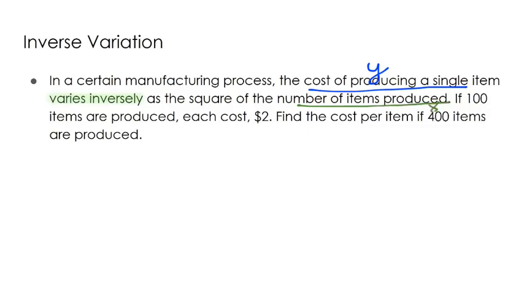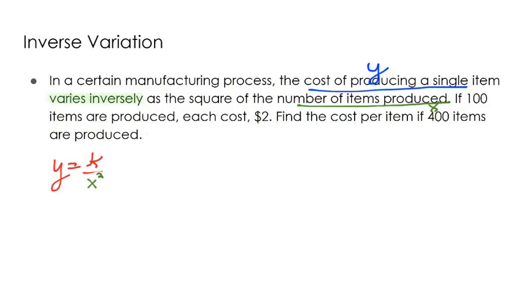In this situation, we know it's going to take the form of y equals k over x, but we have to be careful here because it says varies inversely as the square of the number of items produced. If our number of items produced is the x down here, it doesn't vary inversely with x, it varies inversely with the square of x. So because of that word, square, we're putting an exponent on that x value. It says if 100 items are produced, each costs $2.